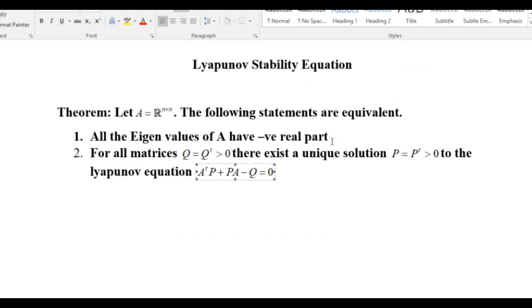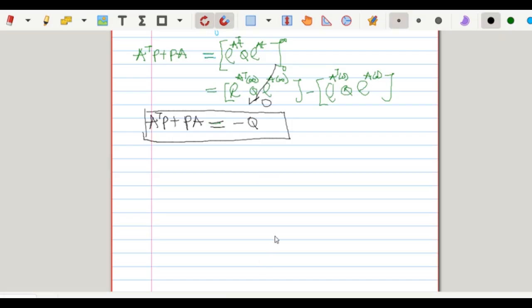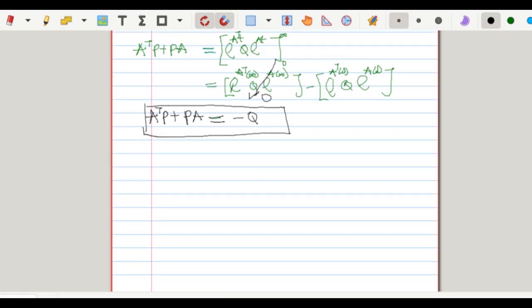With this, we are done with the first part of the question, which says it has negative real parts. We are going to be treating the second part now: for all matrices, there exists a unique solution. So we are going to be showing that there exists a unique solution. Let's come back to our worksheet.